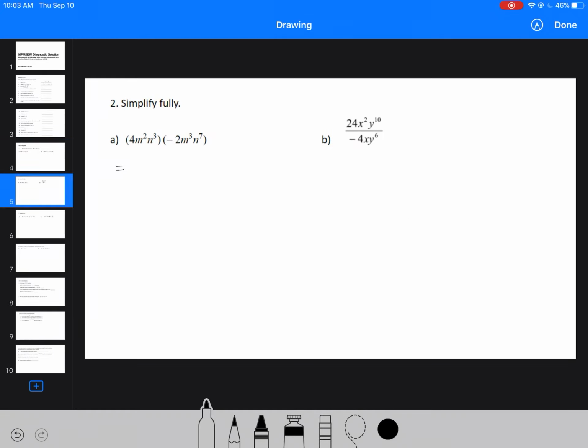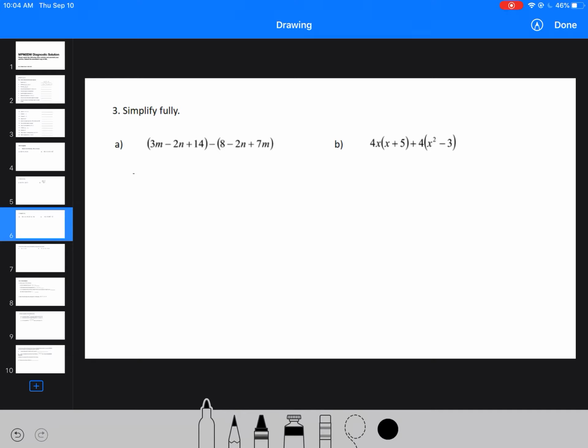Next one is some simplifying of exponents. So here I've got minus 8, m to the 5, n to the 10. Here I'm dividing, so now I've got minus 6x y to the 4. Here, now I'm simplifying, so I'm going to take away the brackets first. Minus 8 plus 2n minus 7m. And now I'm going to collect my like terms, so I'll do the m's first. Minus 4m. I've got no n's, they cancel out, and then I've got plus 6.